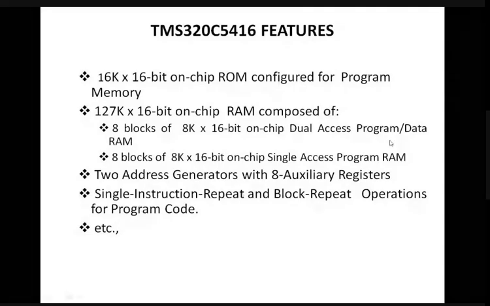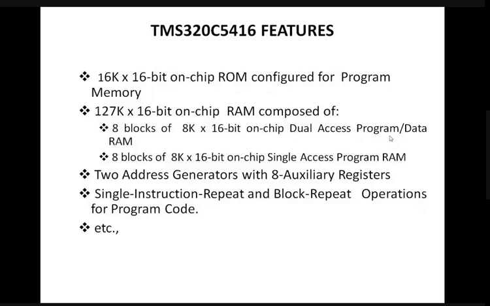As told, dual access memory means from the same memory, 2 data can be fetched simultaneously. One may be XFN, another may be HFN. XFN can be addressed with DAB, HFN can be addressed with CAB, and XFN can be fetched through DB, HFN can be fetched through CB, as we discussed earlier. That is the dual access program data memory, and the single access program data memory, which is usually in the second point: 8 blocks of 8K x 16-bit on-chip single access program RAM.